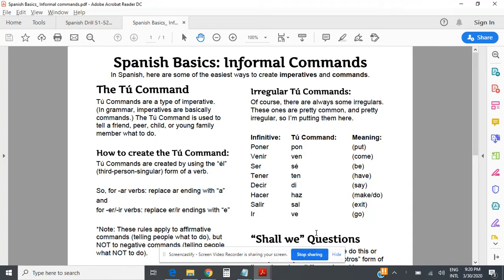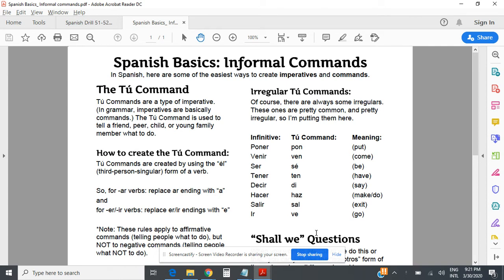I've got some Spanish basics to talk to you about. We're going to have some worksheets today on informal commands in Spanish. There are some easy ways to create imperatives and commands in Spanish, and we're going to talk about some of the easy ones today. The tú command is an imperative, a command, or an instruction that you would give to someone who's your friend, your peer, your child, a young family member.